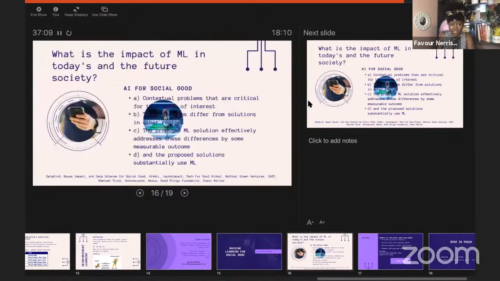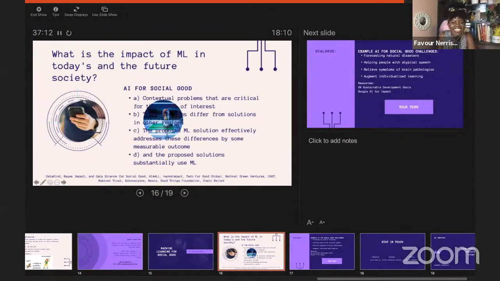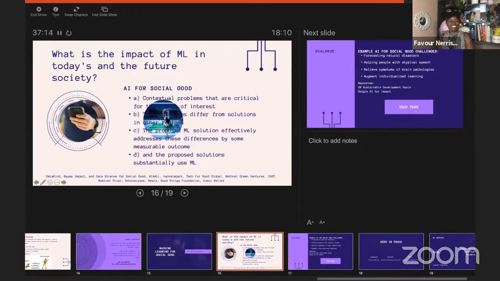Oh no, I think one of the images got cross-put altogether when I shared. But social good, we're going to be talking about what is the impact of machine learning in today's and future society, and more specifically, how do we solve challenges that affect the social sector?